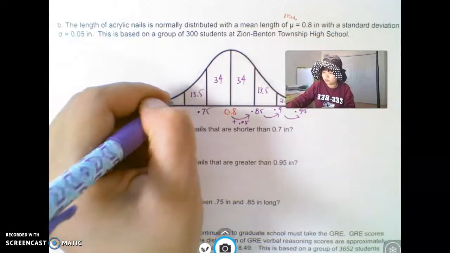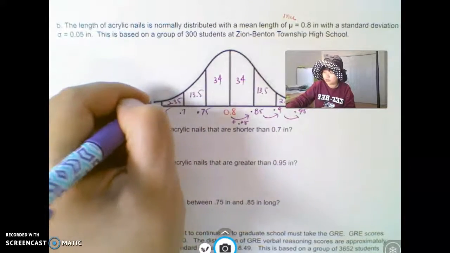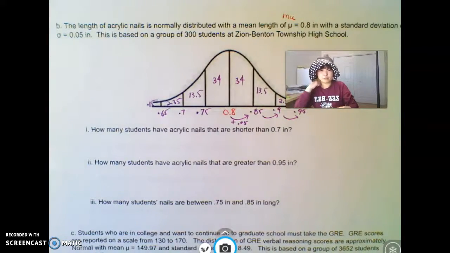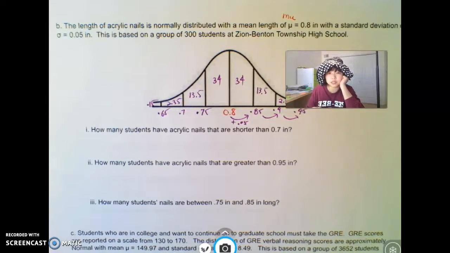Now, did you memorize these numbers by heart by now? I mean, we've been doing it for like 2 weeks, so I hope you get the percentages by heart. But yes, you can use your text notes during the skills check. This is based on a group of 300 students at Zion Benton High School. I didn't know everybody had fake nails.